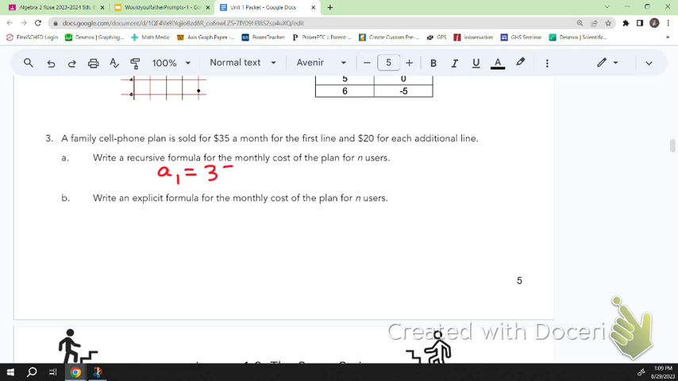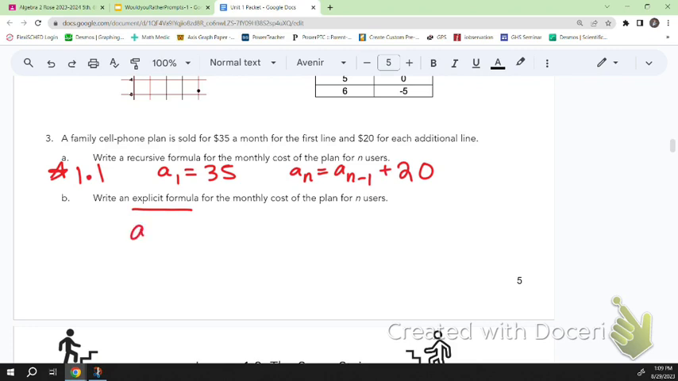35. What is each additional line going to cost us? It's going to cost us that common difference. What's that common difference? We're going to be adding what each time? 20 per user. Okay, this is what we did in lesson 1.1. So we practiced that yesterday. That's 1.1. Today we added in the explicit formula, our rule.